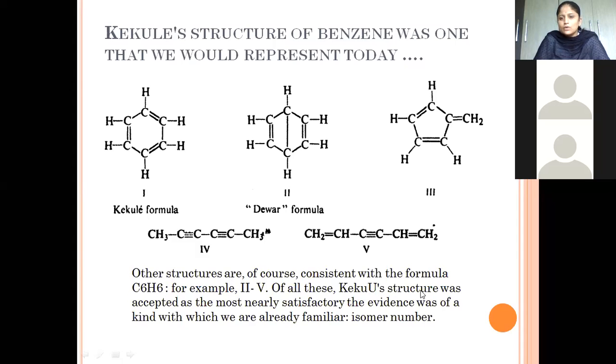these, the Kekule structure was accepted by most, as it gives nearly all satisfactory results for the evidence, of a kind which we are already familiar with, the isomer number. So these are the isomers of benzene containing 6 carbon atoms and 6 hydrogen atoms. So Kekule has given for all of us, this will be the structure of benzene.